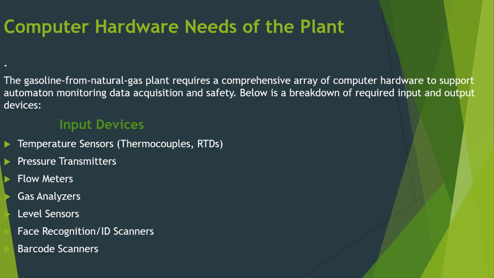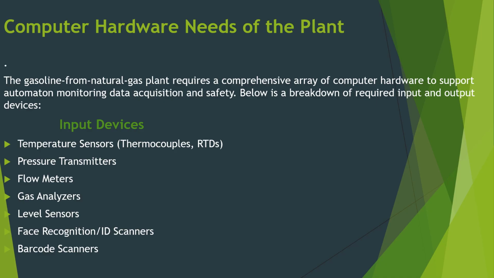4. Gas analyzers. So this detects gas composition at various stages for process optimization. 5. Level sensors. These monitor tank and separator level to prevent overflow or dry runs. 6. Face recognition or ID scanners. These are installed at access points to enhance plant security. And lastly, barcode scanners. So these are used in inventory management and equipment tracking.